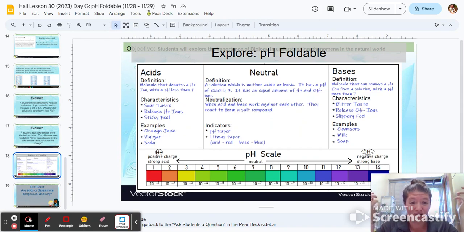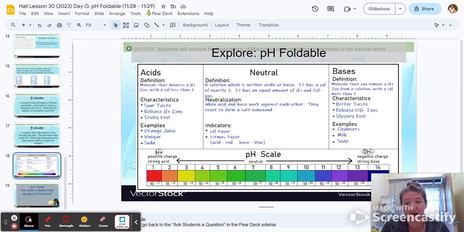Now, when we have an acid or a base, we can neutralize this, and we call that neutralization. This is when an acid and a base work against each other, they react, and they end up forming salt compounds. Sometimes it's sodium chloride, which is table salt, but sometimes it's potassium chloride, magnesium chloride, or some of our other salts. So like the road salt, or some of the cleanser salts, these are ones that you don't want to eat, but they exist because an acid and a base reacted.